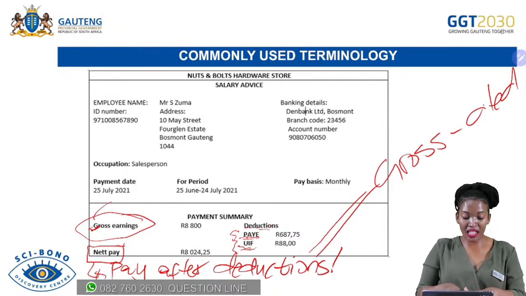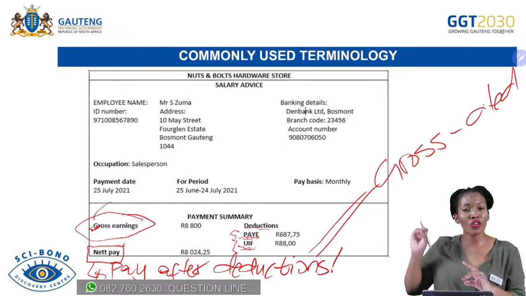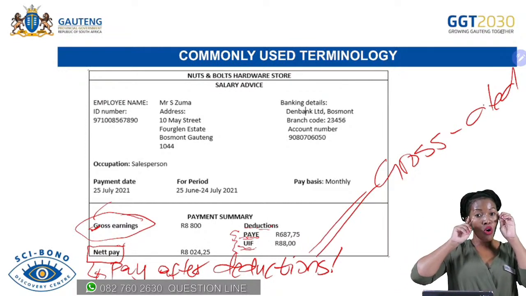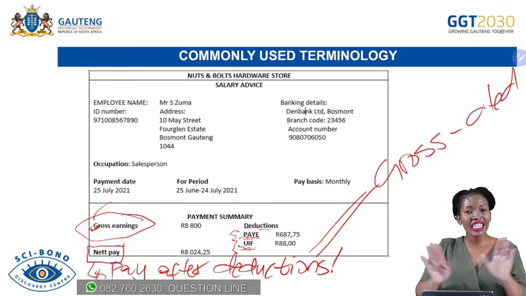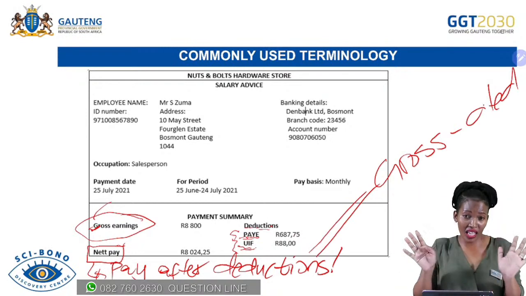So I'm explaining this because you are going to see it a lot of times. They'll say so and so has a gross income of this. So you must already know, oh, gross. It means it's a clean salary. It is a gross salary. No deductions have taken place.